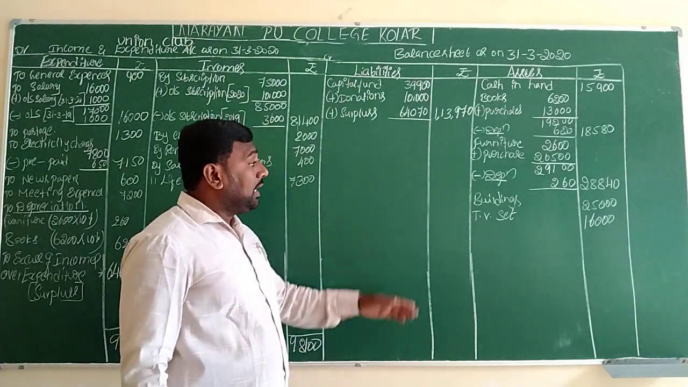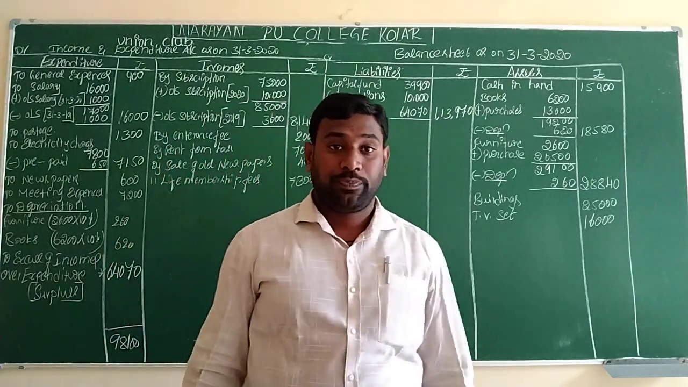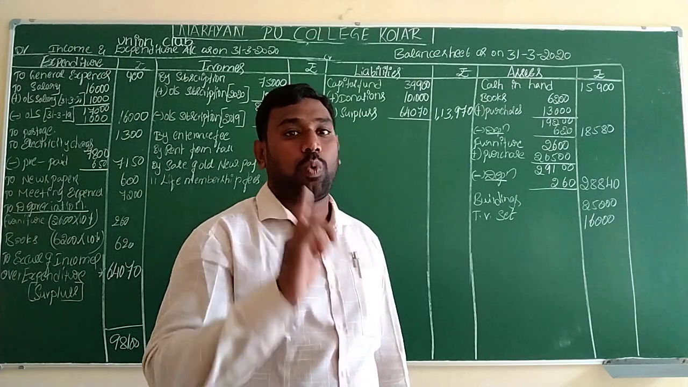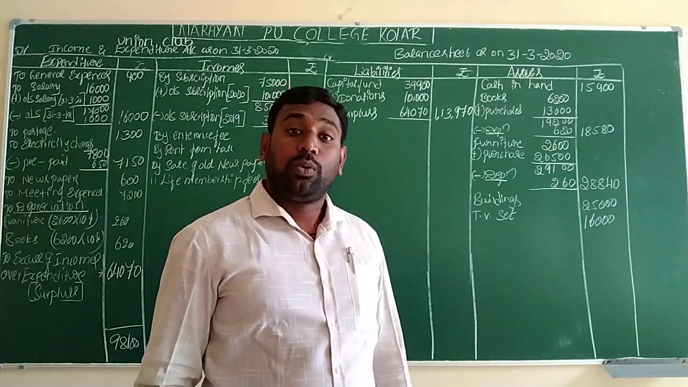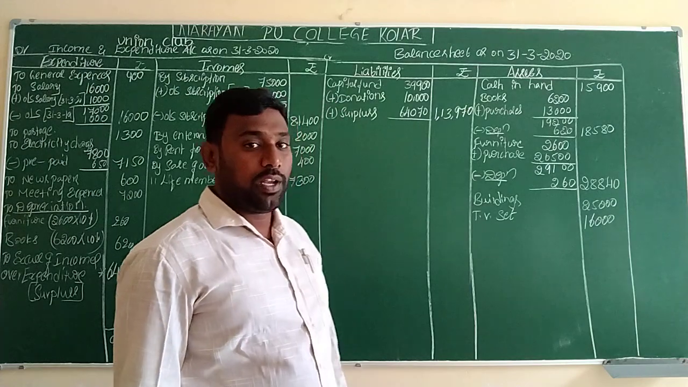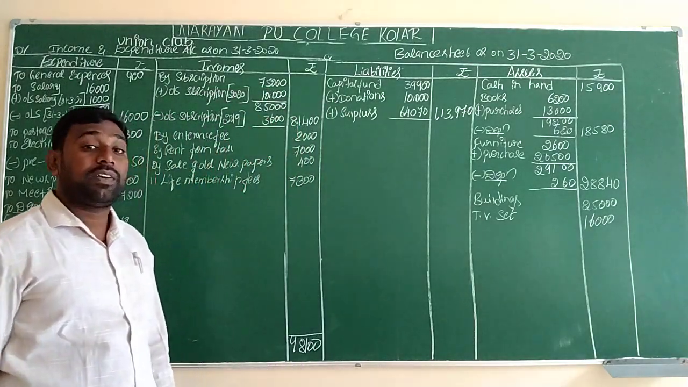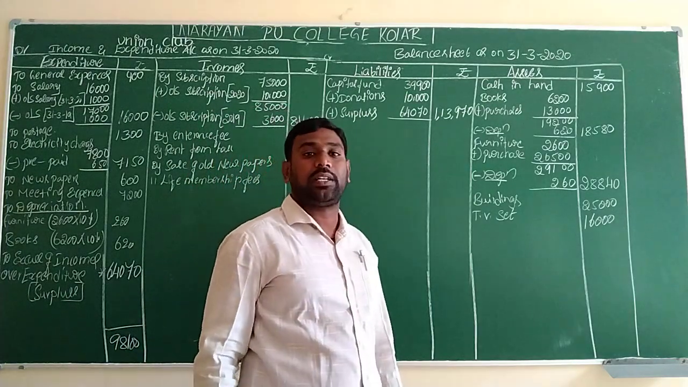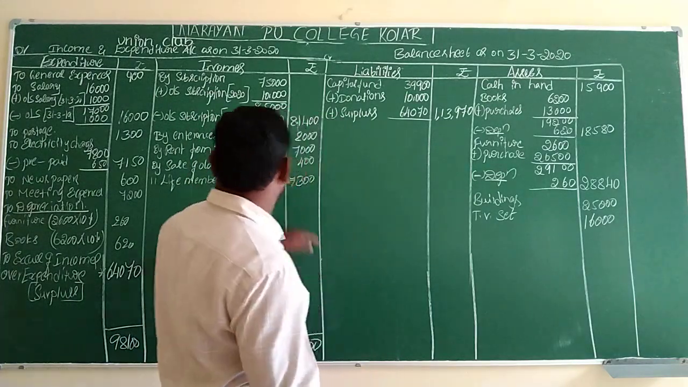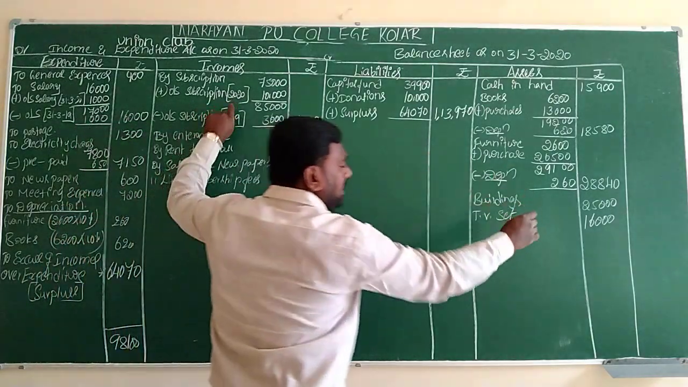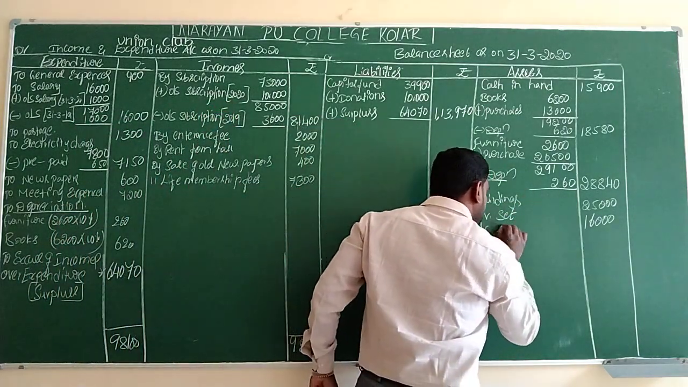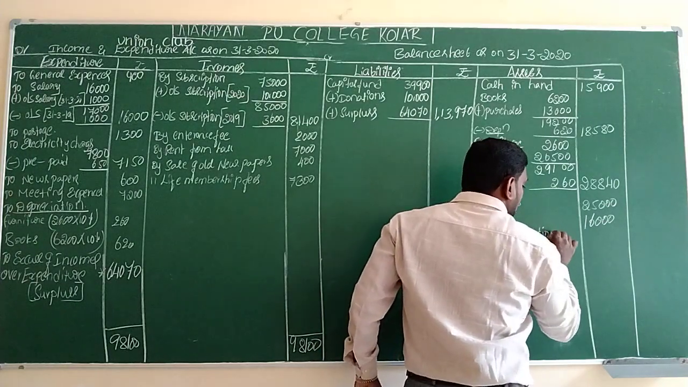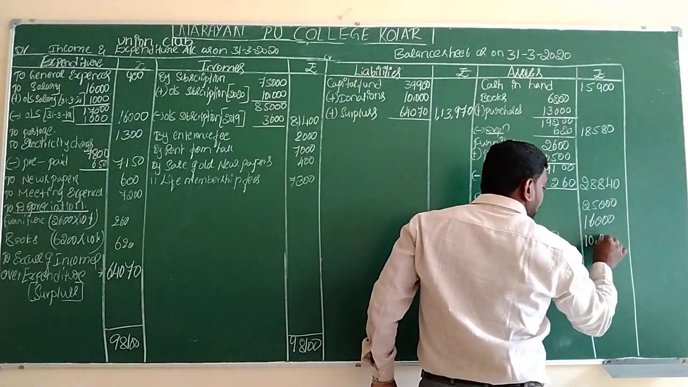So let's come to the adjustments. Some adjustments we should write twice. Some adjustments we write once. So which adjustment do we have to consider first? Adjustment number one says outstanding subscription for the year ending 31st March 2020. First we should consider it as income, and again we should consider it as an asset. We will write outstanding subscription, 10,000.